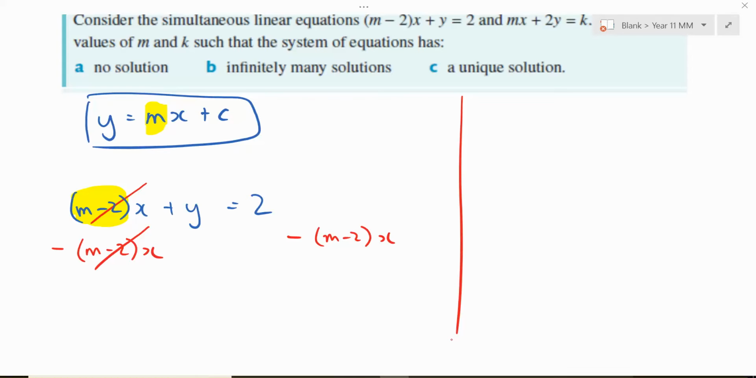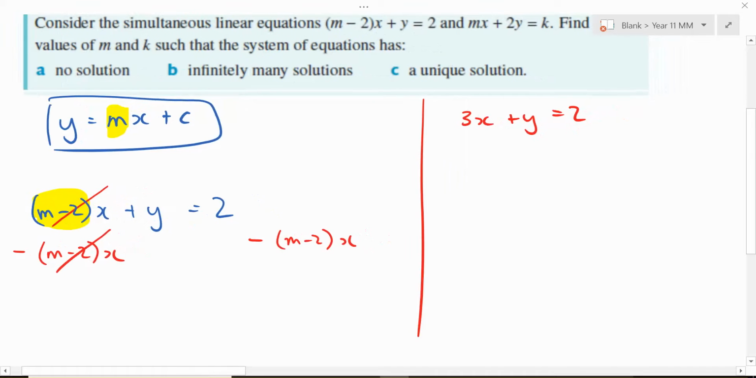Just as a comparison in case that confuses you, because there's a lot of letters there. If I gave you this, if I said 3x plus y equals 2, and I asked you, how do you get rid of the 3x? What you would have told me is you would have said, well, that's a positive 3x.